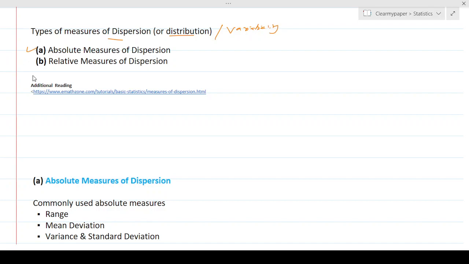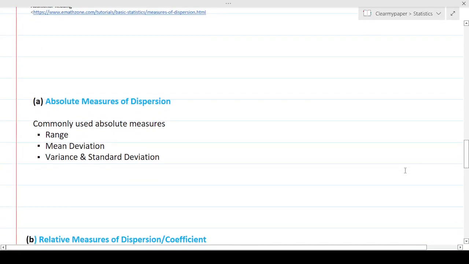One is the absolute way and one is the relative way, and we'll look into this at a high level in this video, but we'll talk about the details in the next episodes. So out of the many, there are three popular ways to measure the absolute measures of dispersion. I'll come in a minute to what the absolute part of that is. So one is called the range, then we have the mean deviation, and then we have the variance and standard deviation. These are the three popular things.